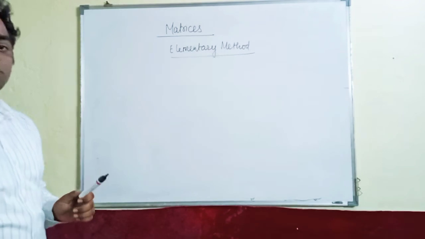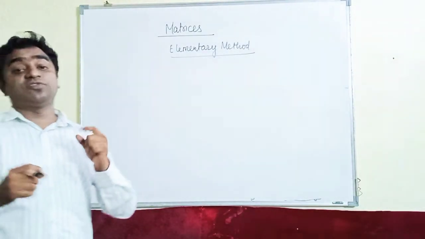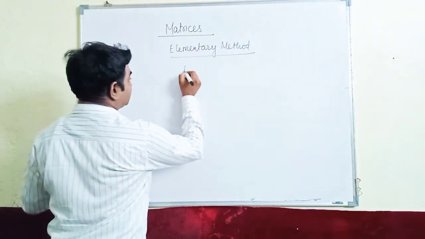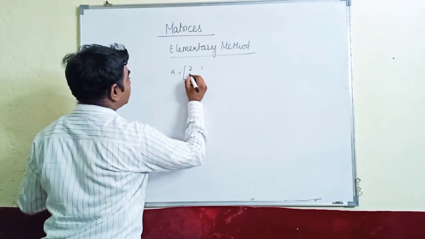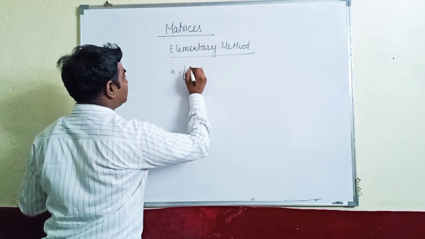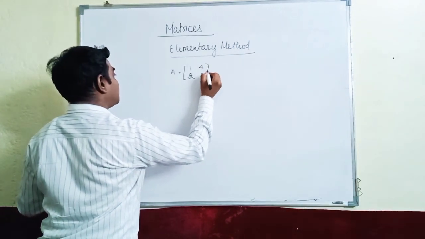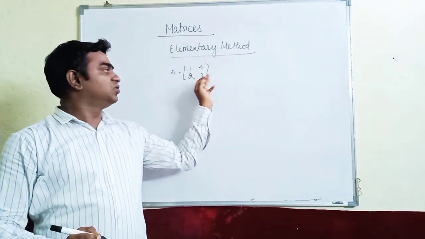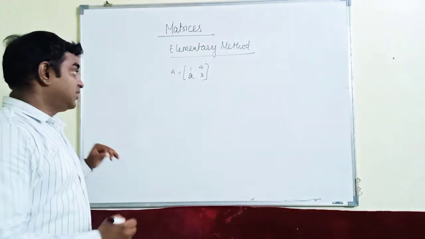So we will start from the easiest question. We will not go for the difficult one from the first question. It should be that way, otherwise it will be difficult for you to solve things. Like 1, 4, and this one is 3. We have considered A equals 1, 4, 2, 3. This is one consideration that I made.